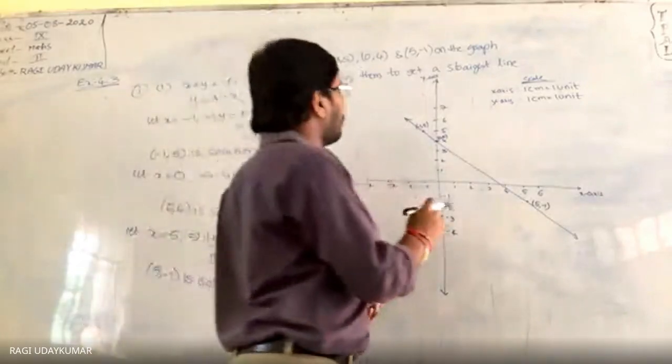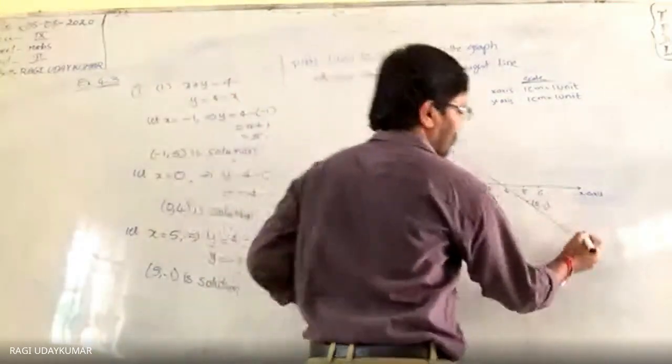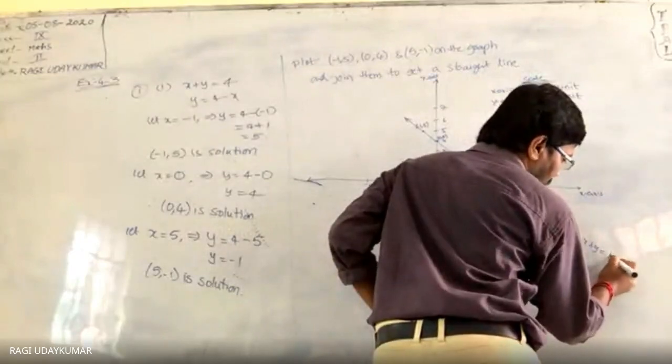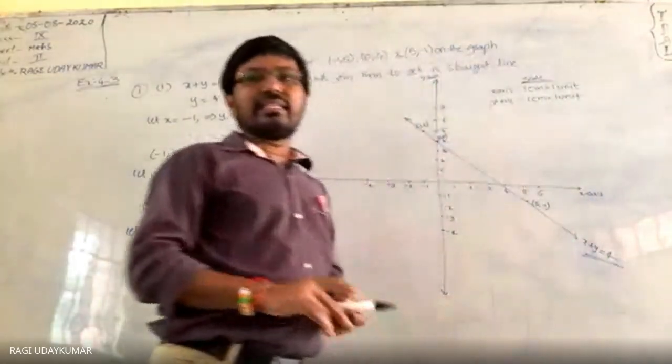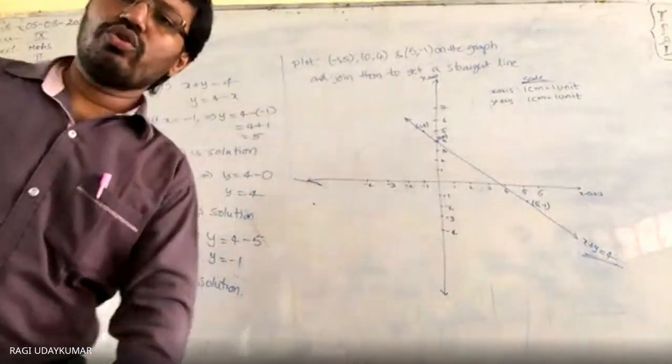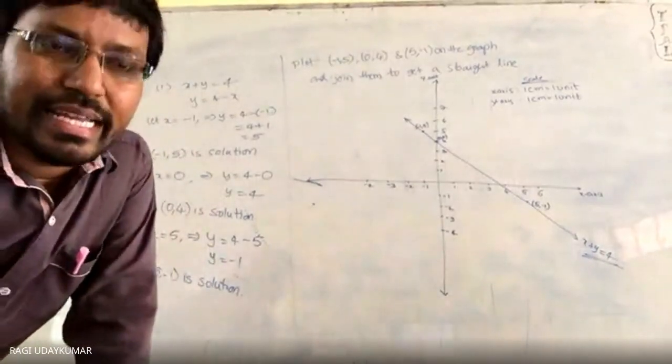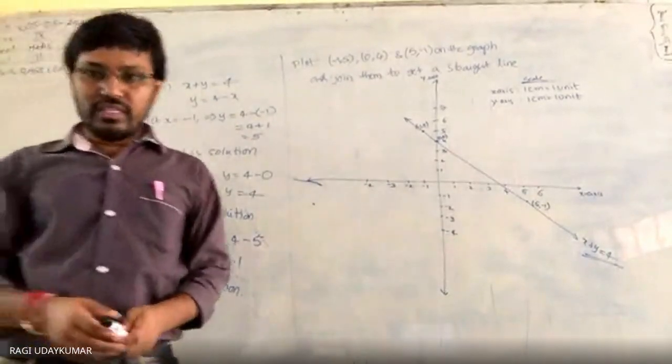So this line represents x plus y is equal to 4. This is a way to draw the graph of the linear equation.